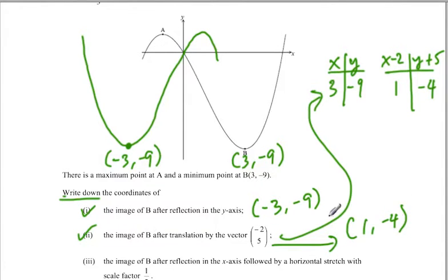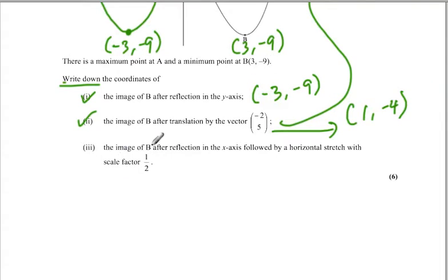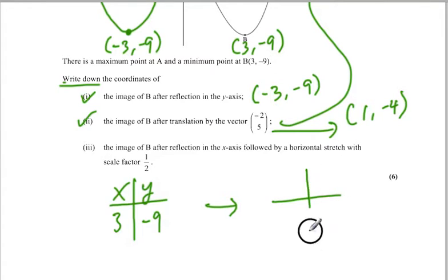Okay, so there's that. Now the image of b after a reflection in the x-axis followed by a horizontal stretch with a scale factor of half. Okay, so let's look at the same thing again. So there's 3, negative 9. And what they're telling us is that there's a reflection in the x-axis.